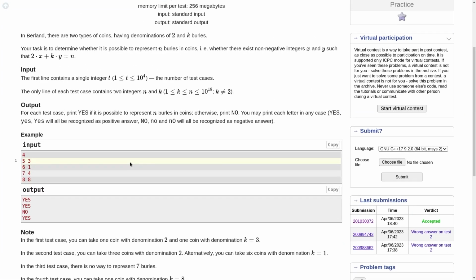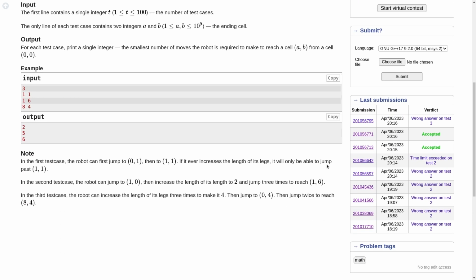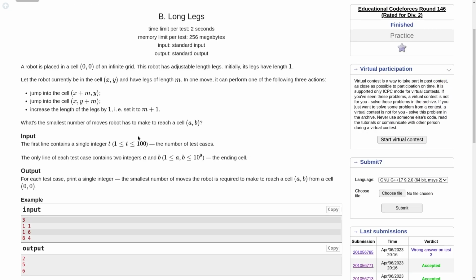So let us move on to the second question. The second question actually had fewer submissions than the third question, and you can also see I made a lot of wrong submissions on this particular question. So let us quickly discuss this problem. This says that we can jump to a cell x plus m and y plus m. So if you are at x comma y, you can go to x plus m comma y or x comma y plus m. Or the third operation is you can increase the value of m by 1.